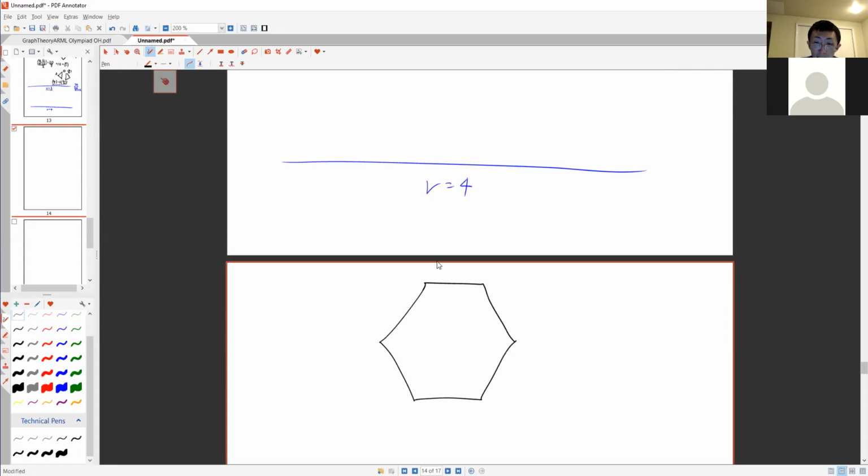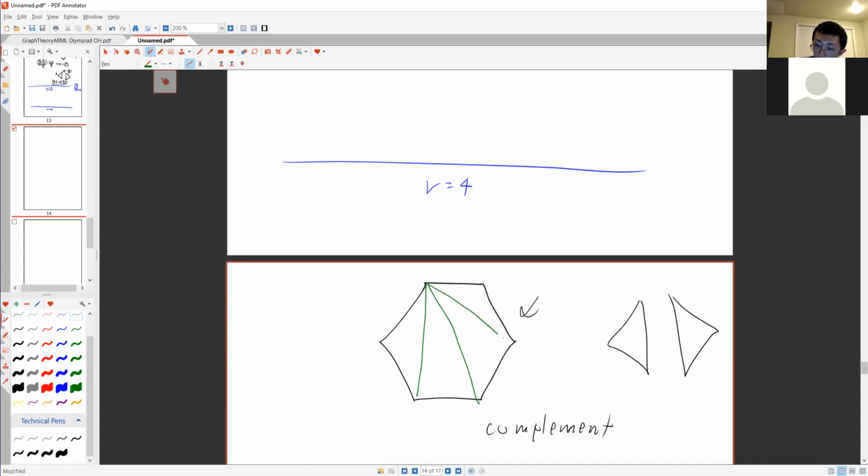So if I take any cycle, or any of the previous graphs, I can take what's called its complement. The complement is just anytime there's an edge in the original graph, you don't have an edge. If you don't have the edge, then you do have an edge in the complement. So for all pairs A, B, swap whether there's an edge between them or not.